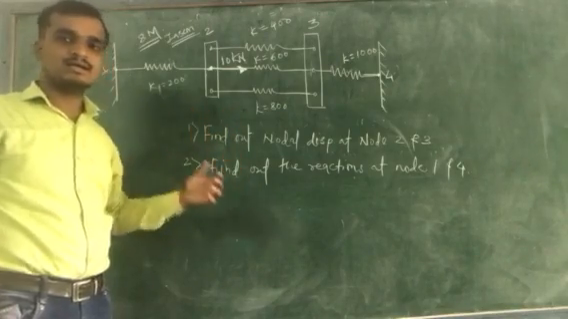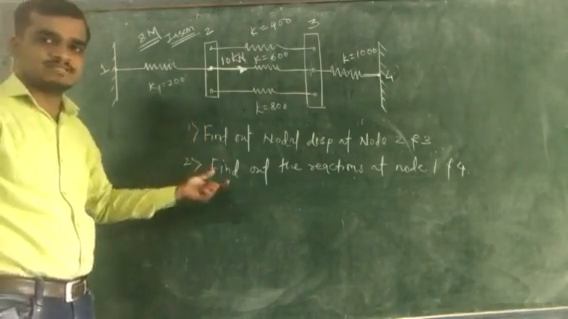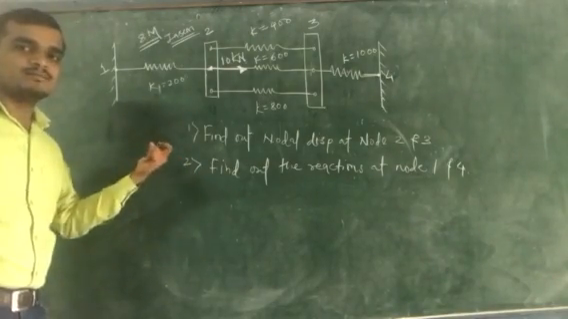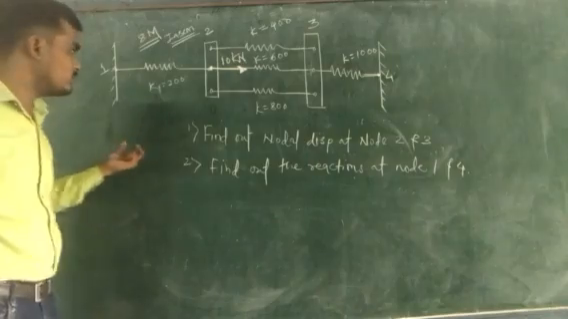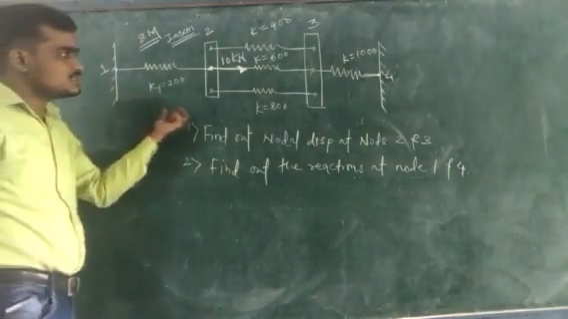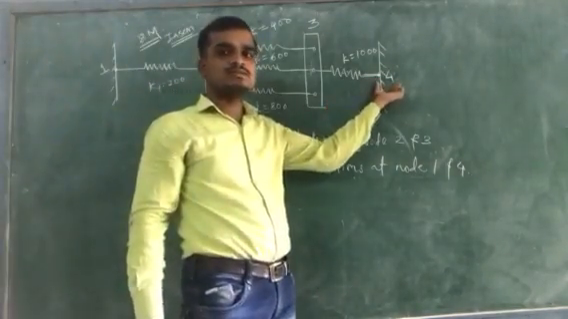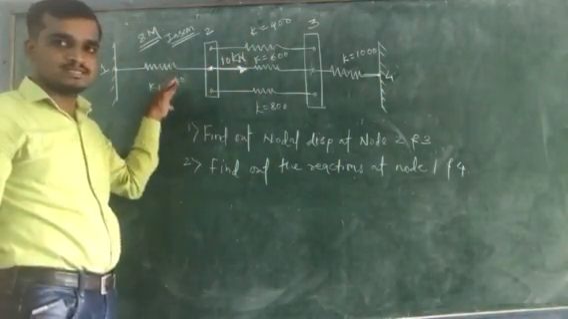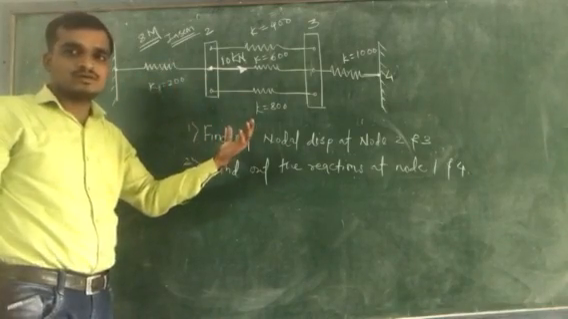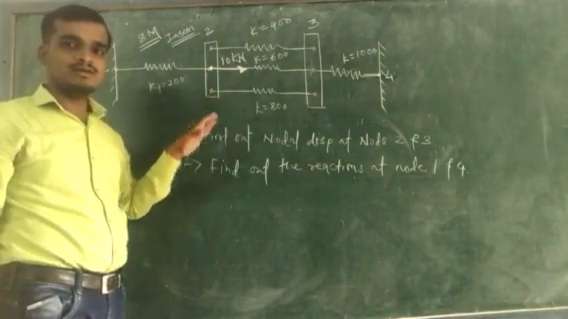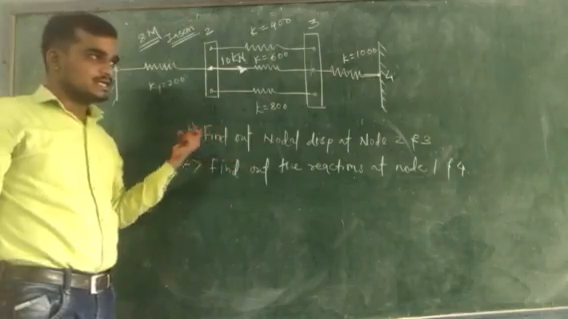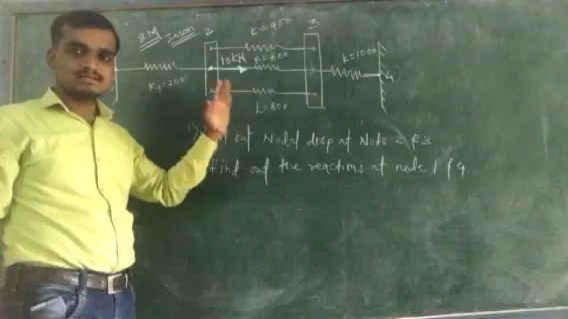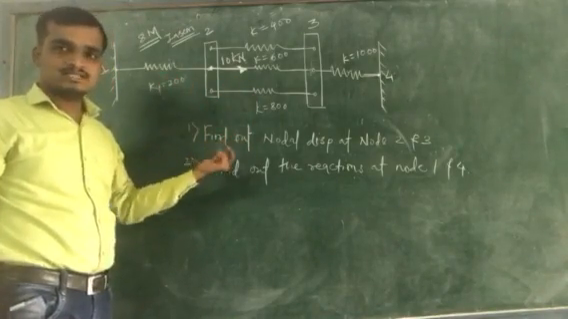Next is to construct the global stiffness matrix. The order of the global stiffness matrix will be equal to the number of nodes in the spring system. How many nodes are there in this spring system? There are 4 nodes, so your global stiffness matrix order will become 4 by 4. The global stiffness matrix is constructed by using these elemental stiffness matrices.